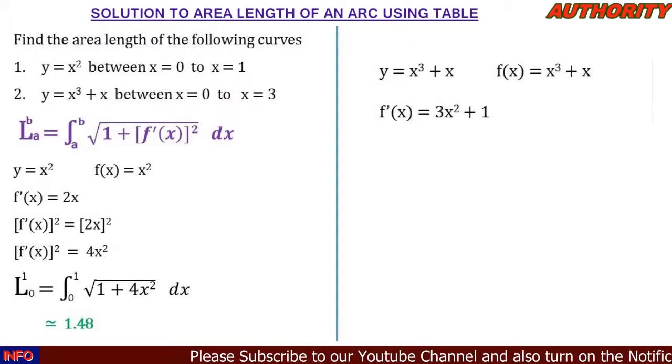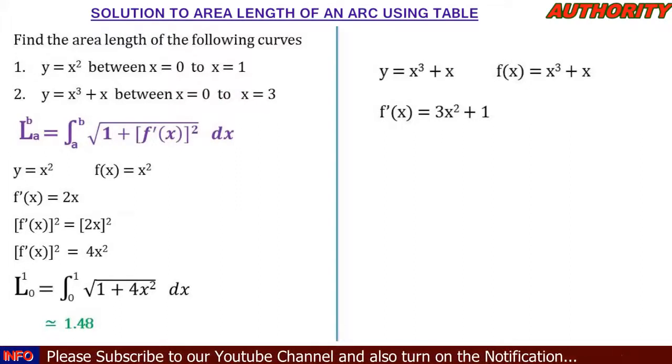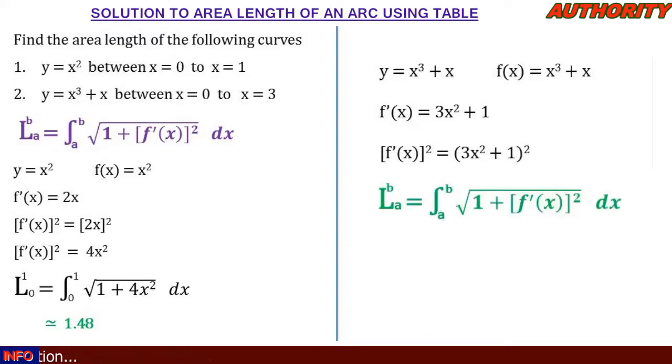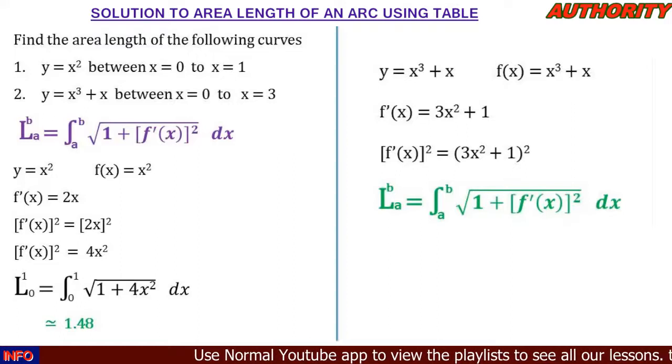You get it, right? Now let's also go further and find f prime of x squared. That means we're going to take the square of both sides. So we say f prime of x squared is equal to 3x squared plus 1 in bracket squared. You get it, right? Yes. And then you still recall that our formula for arc length is the integral from a to b square root of 1 plus f prime of x squared dx. Let's fix it in. We're going to say that the arc length of the curve y is equal to x cubed plus x between the interval 0 to 3.